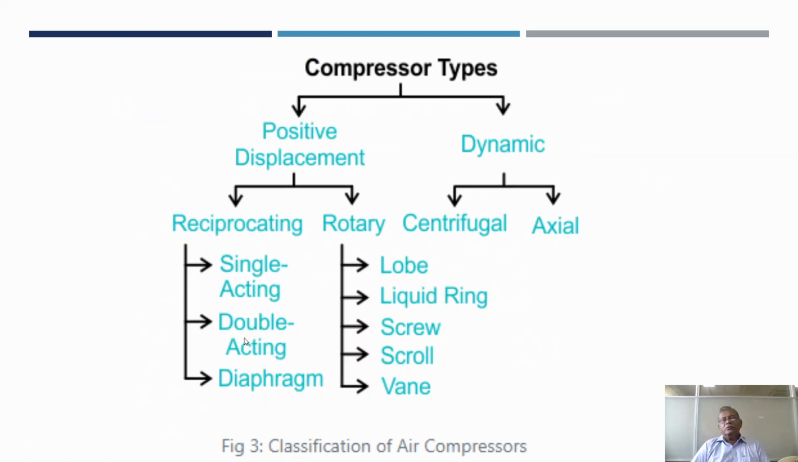So to compress the air, we have compressors. One is positive displacement compressors and the other is dynamic compressors. There are two types in positive displacement: reciprocating and rotary. Under dynamic, you have centrifugal and axial. In reciprocating compressors, you have single acting, double acting, and diaphragm type. In rotary compressors, you have lobe, liquid ring, screw, scroll, vane compressor.